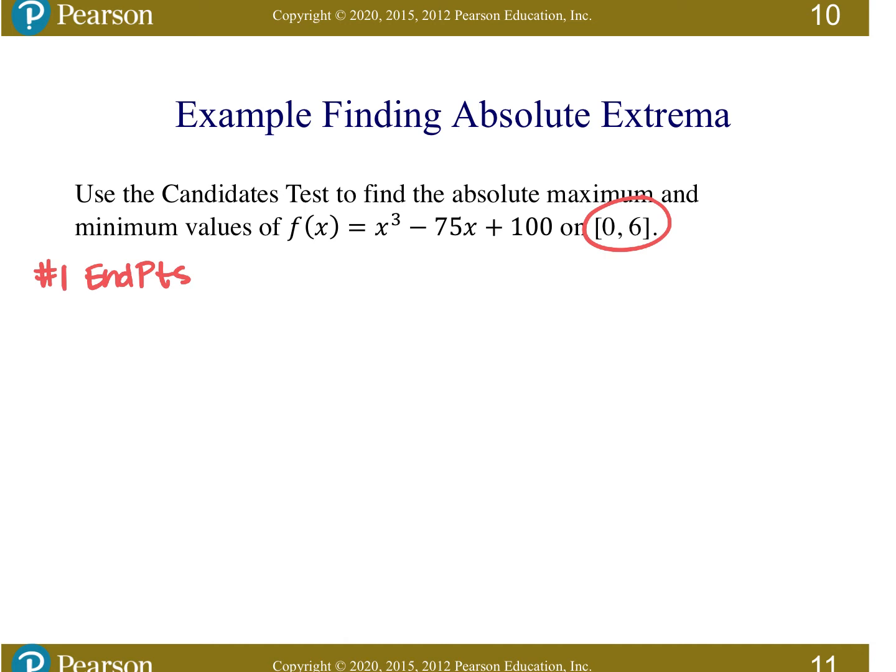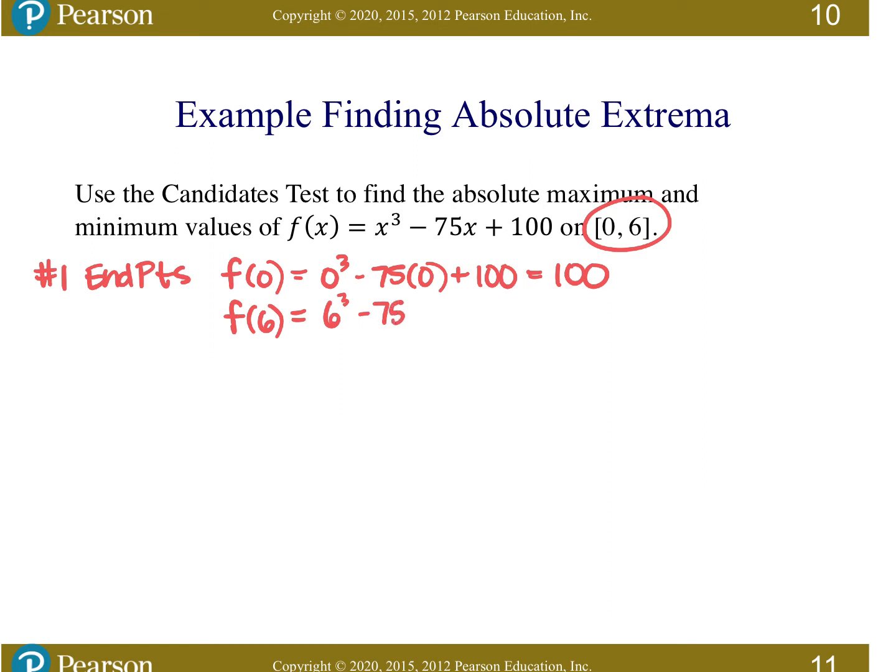Plugging 0 in is really no problem. f of 0 gives me 0 cubed minus 75 times 0 plus 100. I can do that in my head, and I get 100. That's a pretty big number, but I want to make sure that it is the absolute biggest. So now I want to find f of 6. I'll plug 6 in, and I'll get 6 cubed minus 75 times 6 plus 100. Can somebody figure that out for me and tell me what we get?